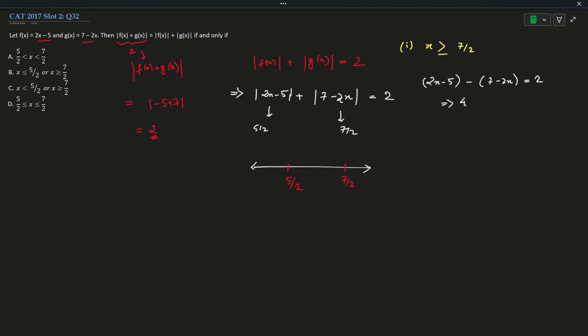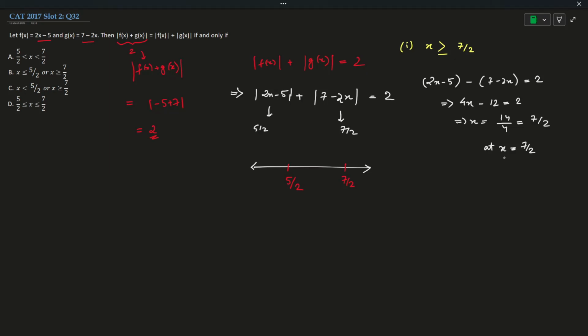So from here I have 4x and I have minus 12 equal to 2. From here I will get x equal to 14 by 4 or 7 by 2. That means when x is greater than or equal to 7 by 2, I am getting a fixed value x equal to 7 by 2. That means the equation will be satisfied at x equal to 7 by 2.